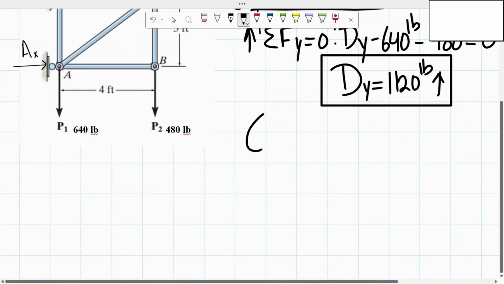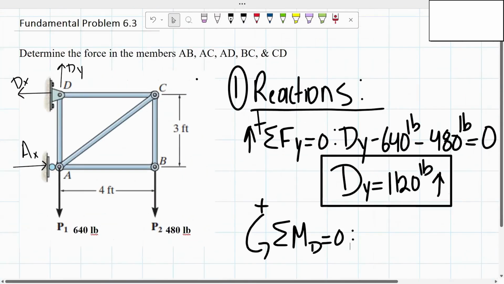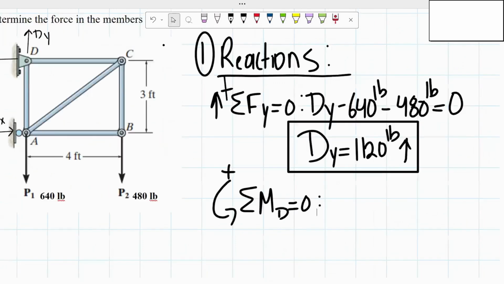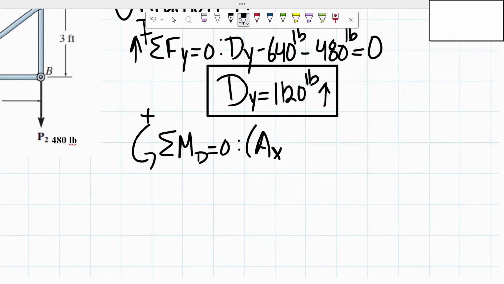So counterclockwise, positive. The sum of our moments about point D has to equal 0. Remember that a moment is equal to the force times the distance. Our A of x, we know that's going to be creating that counterclockwise moment. Our force is what we're trying to determine, and our distance is going to be the 3 feet. So positive moment, force, that's what we're trying to determine, times the distance, 3 feet.